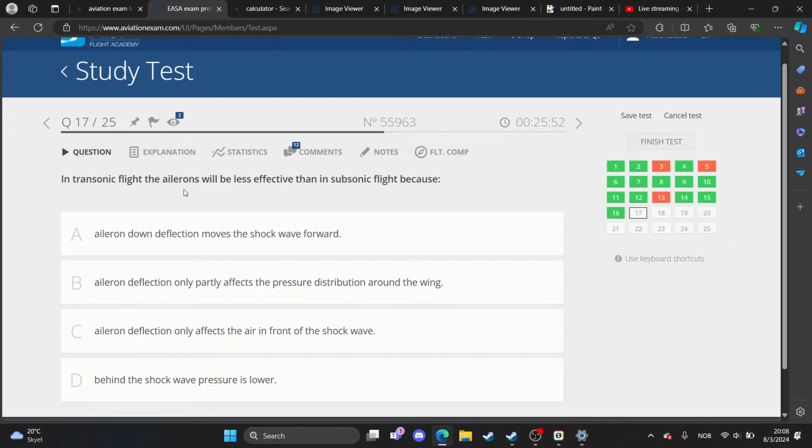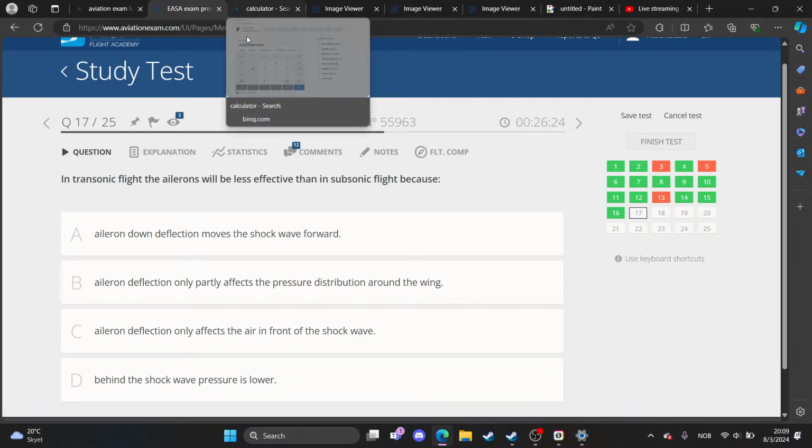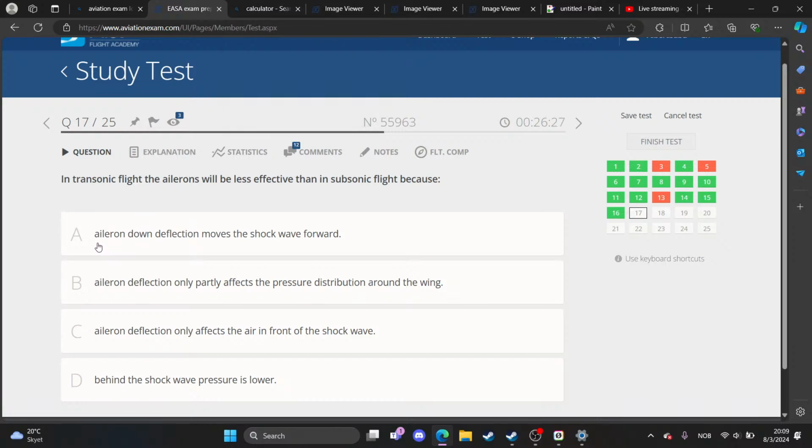In transonic flight, the ailerons will be less effective than in subsonic flight because... alright, let's think about this. In transonic flight, there will be a shock wave, it will move backwards, that will put the center of pressure towards the rear, which decreases downwash and increases upwash, which means aileron deflection moves the shockwave.